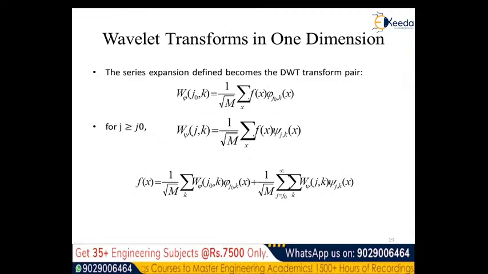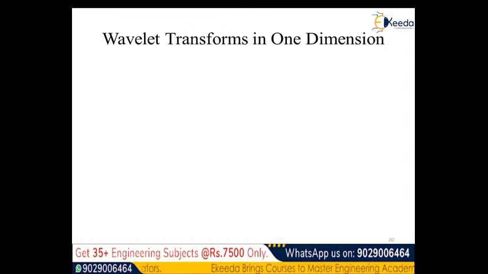This is the first term, and in the second term we have 1 upon under root m, and the double summation. The first summation is for j equal to j0 to infinity. The second summation is operated for the index variable k, and this is for the product of W suffix psi as a function of j comma k, multiplied by the wavelet function psi in the suffix j comma k as a function of x. So for the Haar wavelets, the discretization of the scaling and the wavelet functions is employed here, and that has been in use for the transformation.